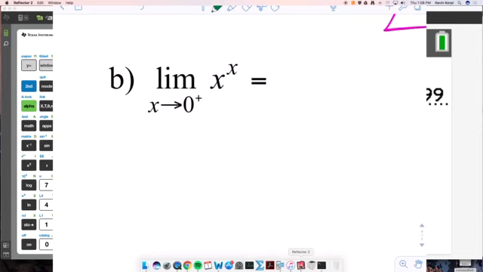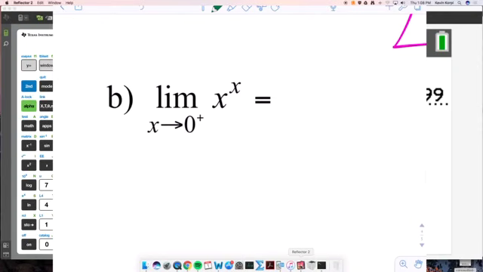7b. The limit as x goes to 0 from the right-hand side. We've got to be careful. Of the function, what does direct substitution give you? 0 to the 0 power. Is that 0 or is that 1?